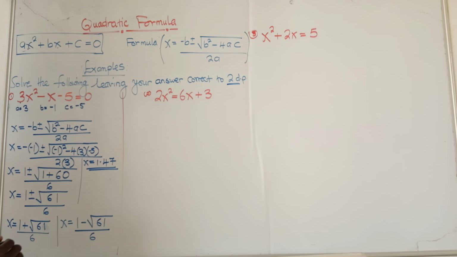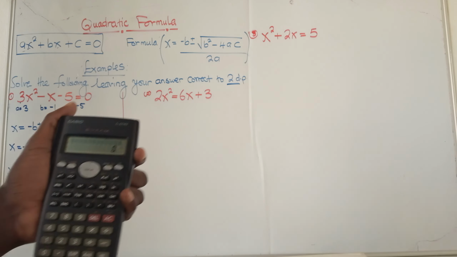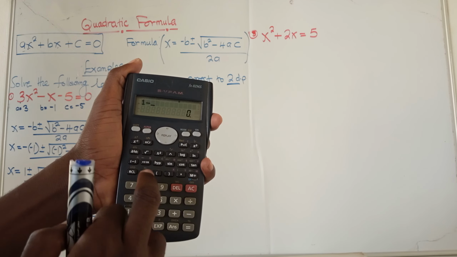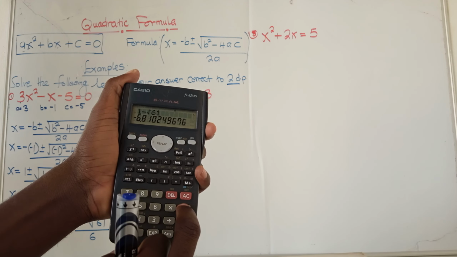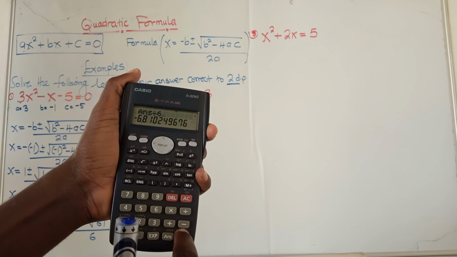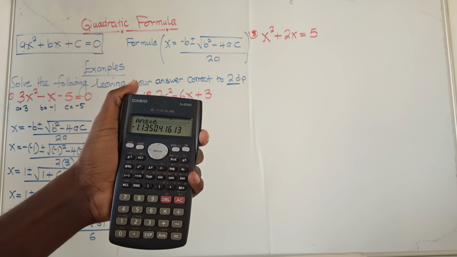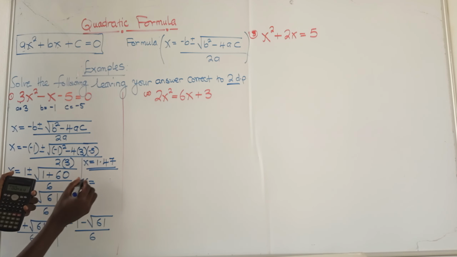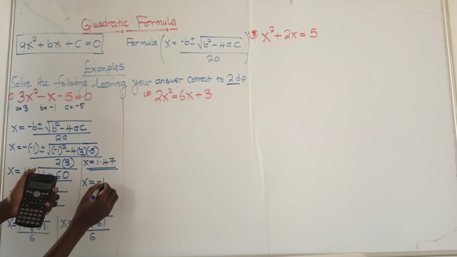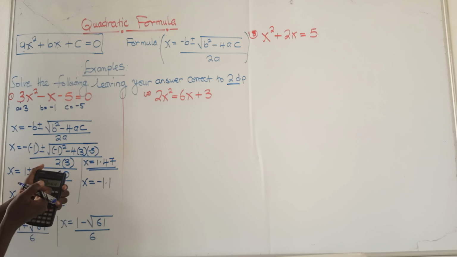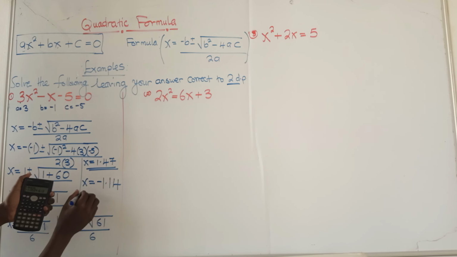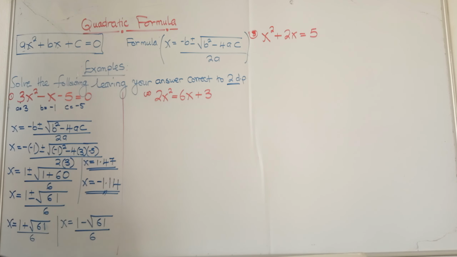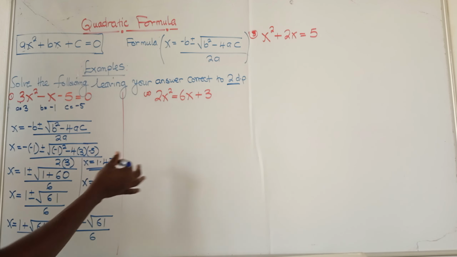Our second answer, x will be equal to 1 minus the square root of 61 equals to that, and then we divide it by 6. So our answer will be negative 1.135. So the 5 will give 1 to the 3, it will be negative 1.14. You have found your answer. Okay, let's go to the next one.